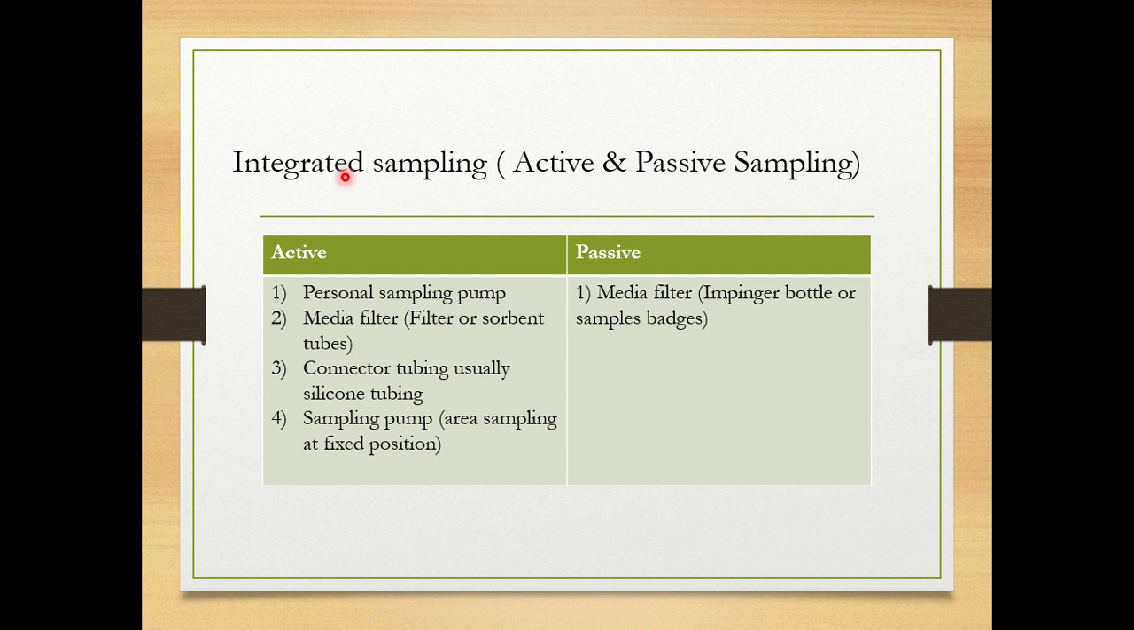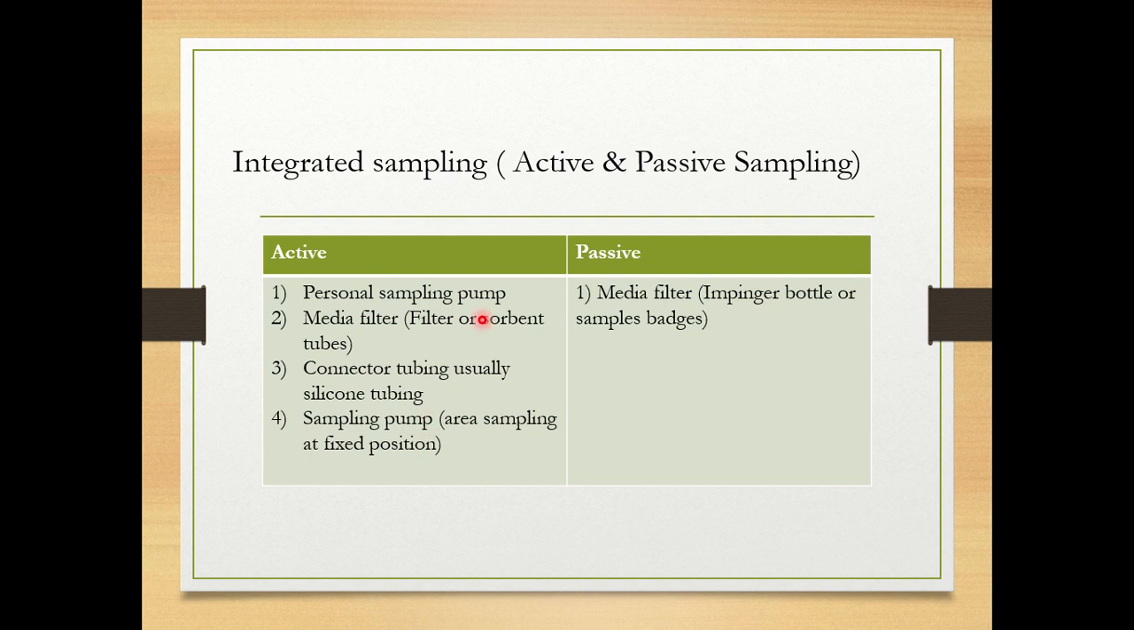Okay, in integrated sampling, you have active and passive sampling. In active, you will need several instruments. First, for example, you will need a personal sampling pump. Second, you will need a media filter, which is a filter or sorbent tubes. Third, connector tubing, usually silicone tube. And fourth, a sampling pump, which is widely used for area sampling at a fixed position.